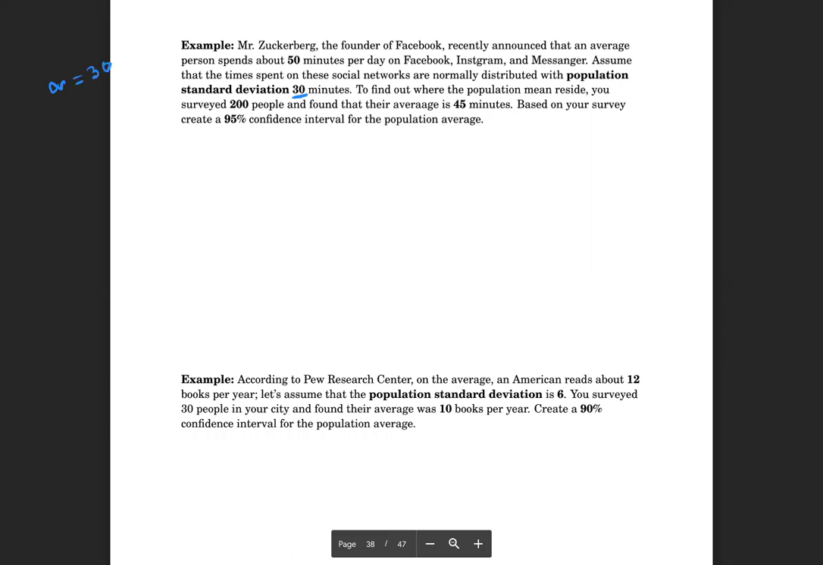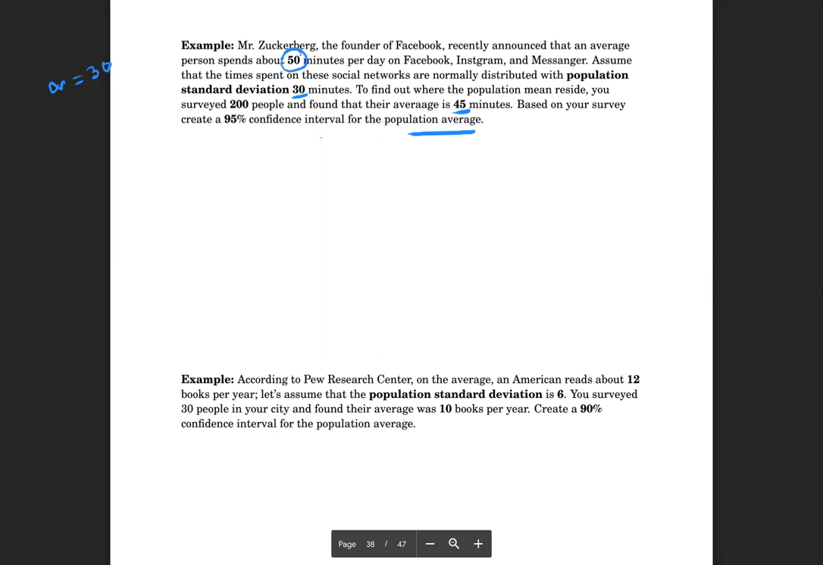To find out where the population mean resides, you surveyed 200 people and found that their average was 45 minutes. Based on your survey, create a 95% confidence interval for the population average. Now, again, you can test the claim made by Mr. Zuckerberg. He said that people spend about 50 minutes on the average, and he probably is talking about the national average, right?